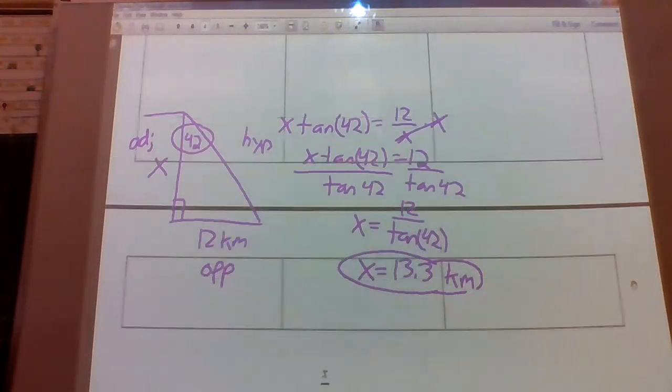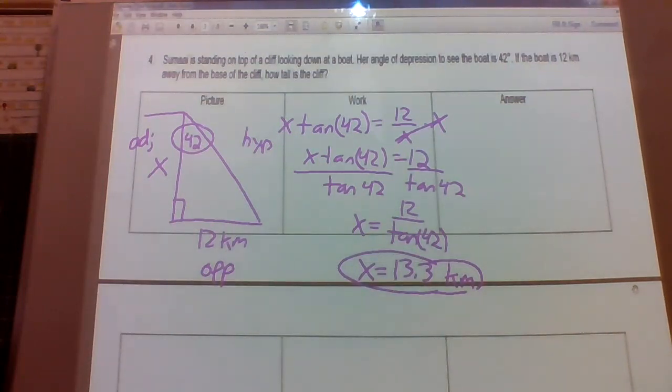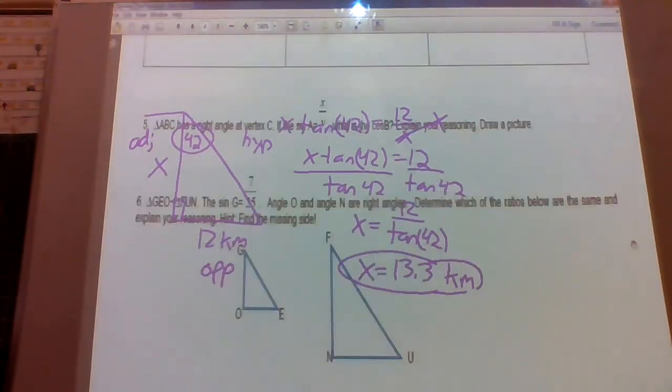But we did it right. We did it right though. I mean, that's the information they gave us. We did it right. But that's just not a practical problem.